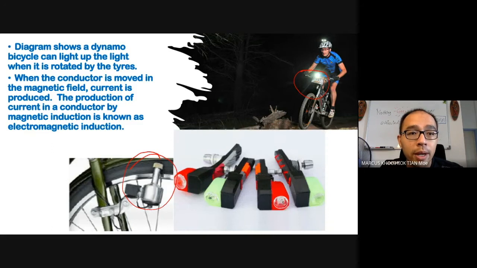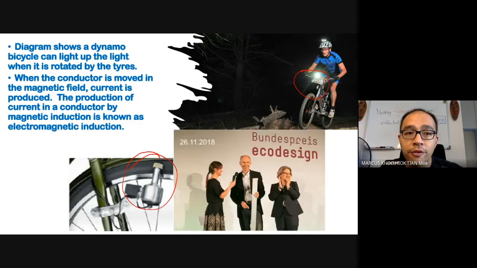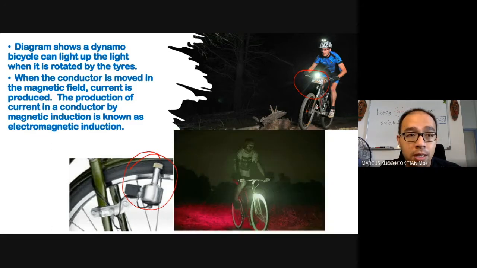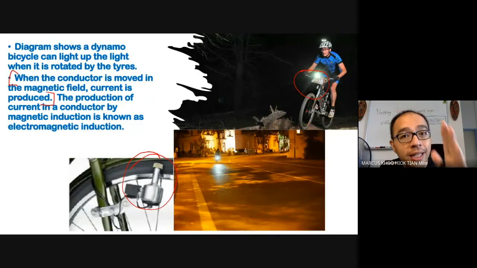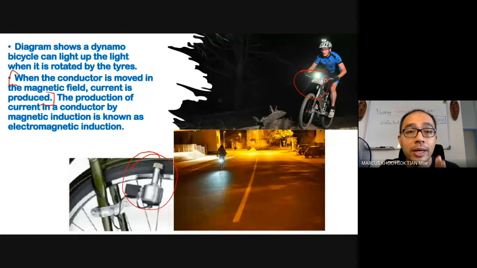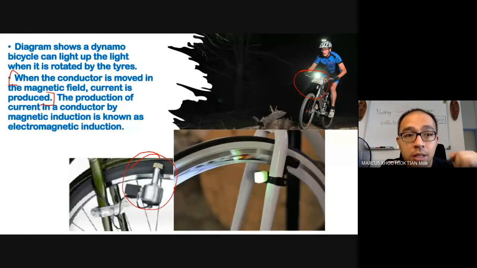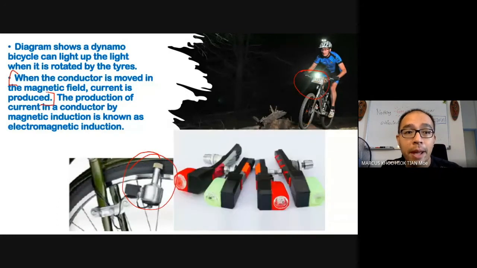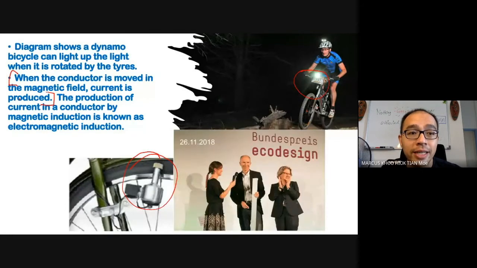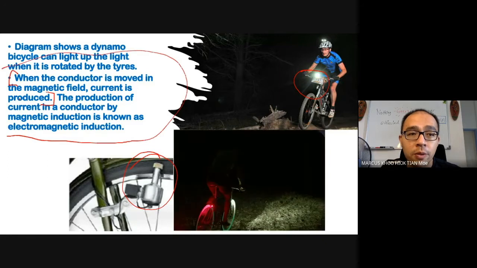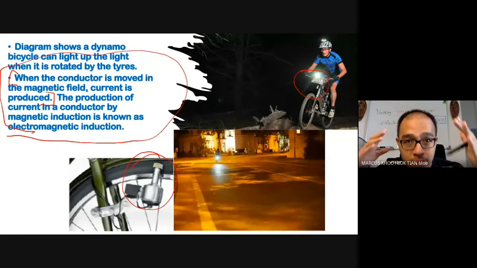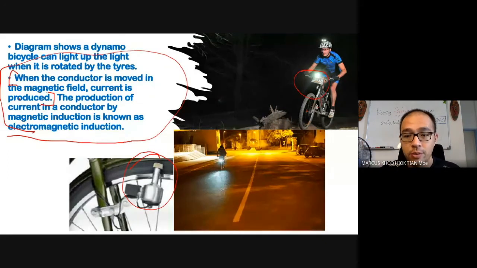So we find that when the conductor is moved in a magnetic field, current is produced. This is the main line of this. When the conductor is moved in a magnetic field, current is produced. The production of current in the conductor by magnetic induction is called electromagnetic induction. Seems a bit confusing when you read it at first. Don't worry, this is the main thing we want to understand today. And that's what we're going to talk about.